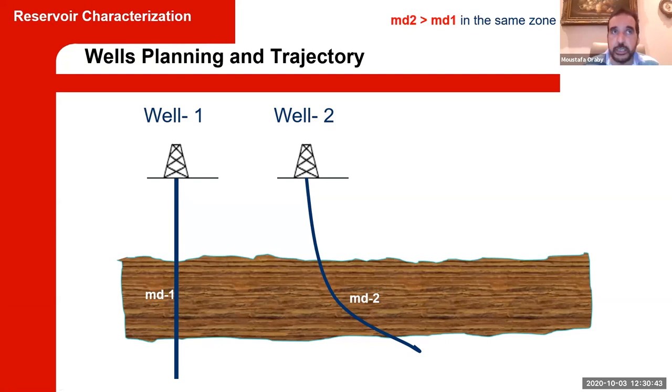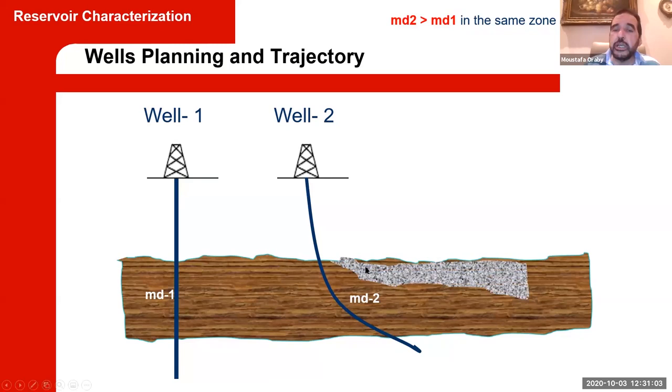Something is traveling across my reservoir in a different way than the second well, and you're asking me to do any correlation. I cannot do this type of correlation. There is no way to do any of these correlations if my wells are not standardized on a certain well trajectory. Third, let's assume that your reservoir encountered a zone that's not part of your reservoir.